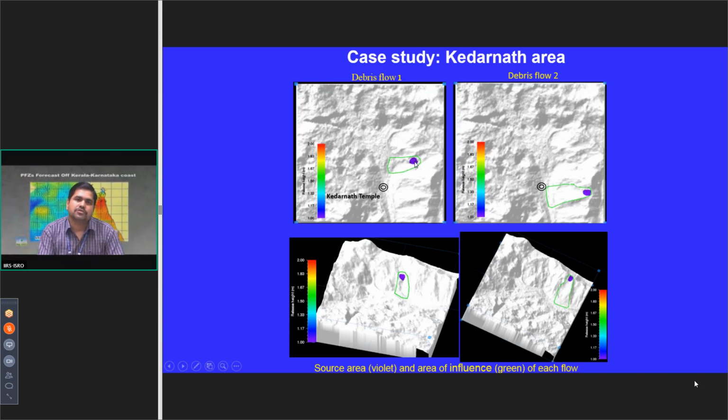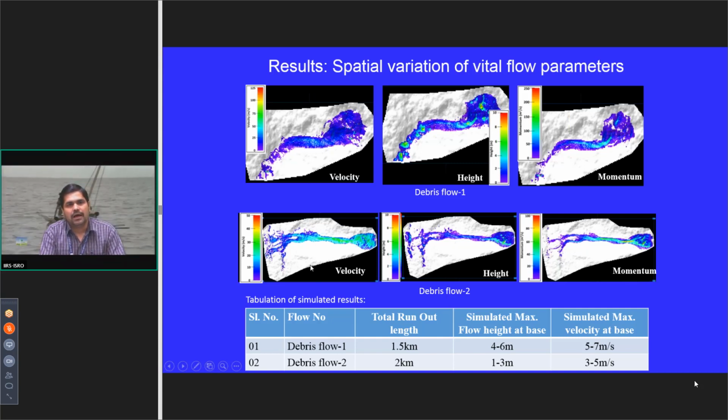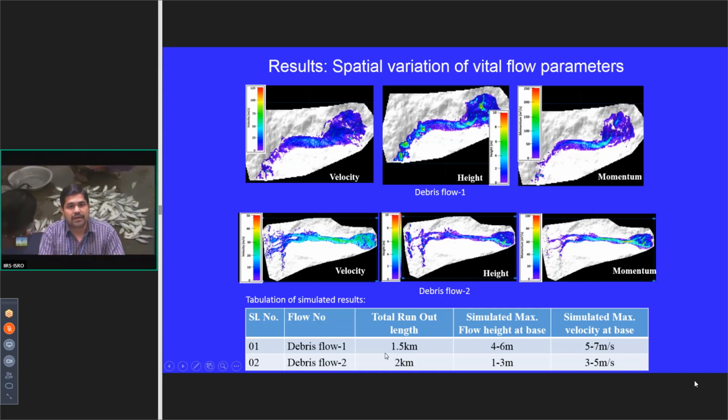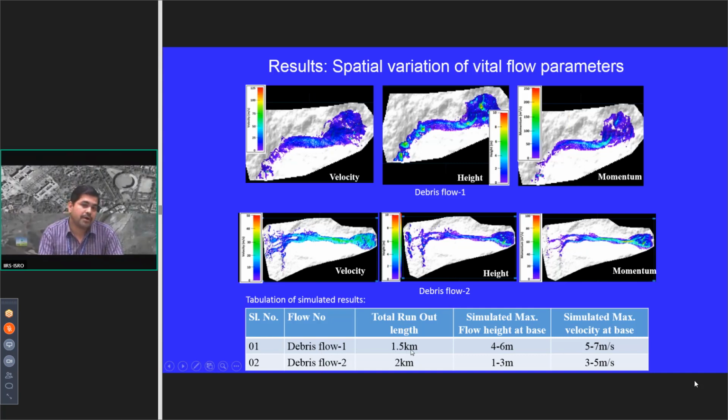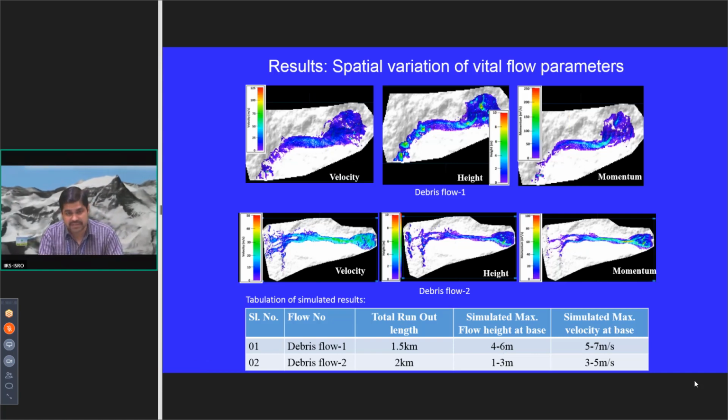So in this zone of influence, the software calculates and gives you all the 4 parameters. We have shown here the velocity, the height, and the momentum all along, from debris flow 1 and flow 2. The total runout length in case of debris flow 1 was 1.5 kilometers, and the simulated maximum height at the base was up to 6 meters.